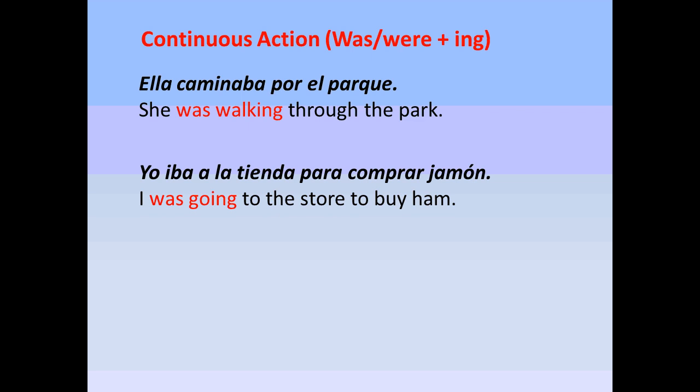Another example. Yo iba a la tienda para comprar jamón. I was going to the store to buy ham. Rather than if you put this in the preterite, yo fui a la tienda para comprar jamón. I went to the store. It's very important, was ___ing or were ___ing. We're going to practice a lot with that.